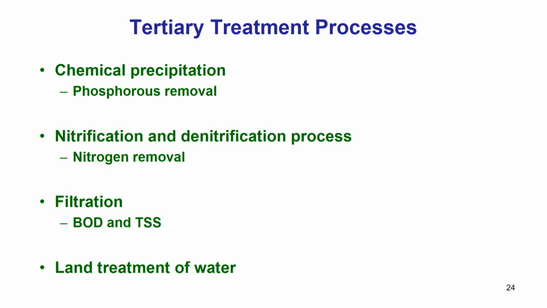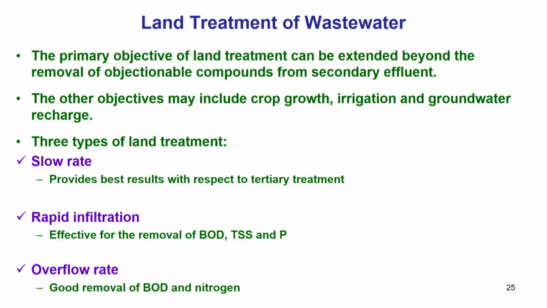We can have chemical precipitation for phosphorus removal, and nitrification and denitrification is basically for the removal of nitrogen, because if the wastewater has to be disposed into a still water body like a lake or pond, then it may cause eutrophication if sufficient nutrients are present. We can go for filtration for the removal of residual BOD and TSS, and land treatment is also done. In the next slide I will be talking about the land treatment method.